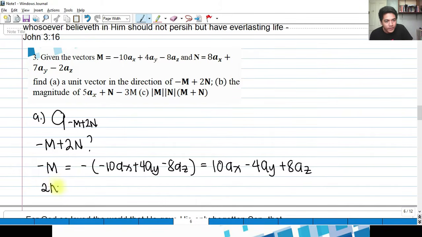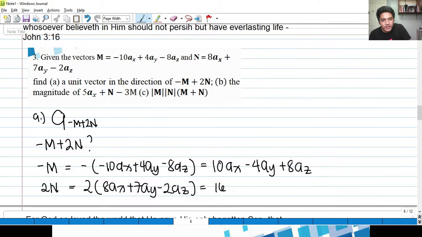How about 2n? Twice the n. This is a scalar multiplied by a vector, so a scalar multiple of a vector. We have twice the vector n, where n is 8ax plus 7a sub y minus 2az. So, we have 16a sub x plus 14a sub y minus 4a sub z. So, that should be our twice of n.